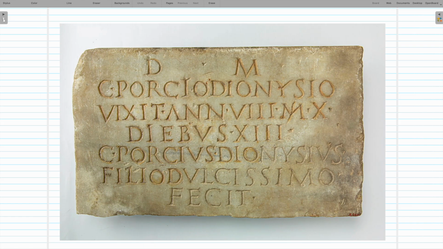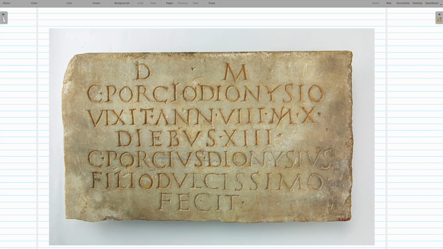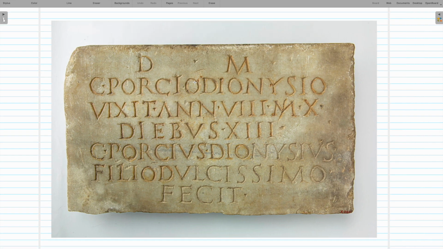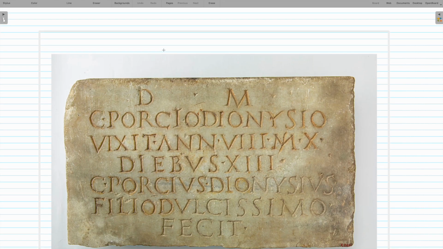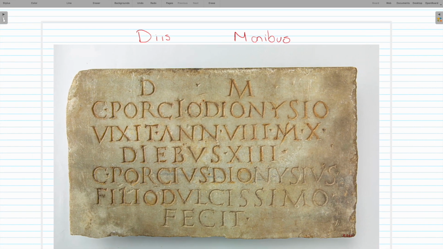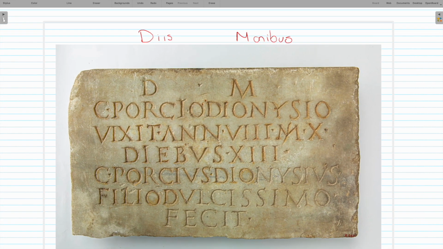So I have here the plaque, and the first thing I wanted to explain is some of the abbreviations, because that's the most difficult aspect of reading inscriptions in general. In the first line, you see a D and an M. This D here means this, and this M means manibus. This is the only thing that you sort of have to memorize. If you don't know, you cannot just guess. You have to know what this stands for, because it's an abbreviation.